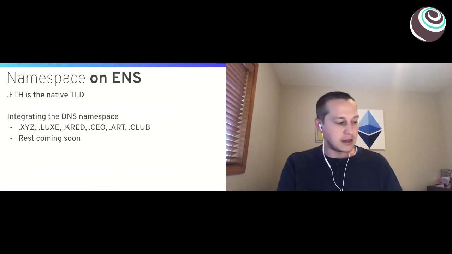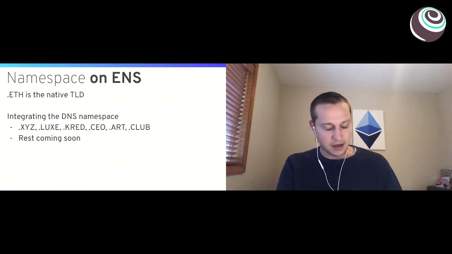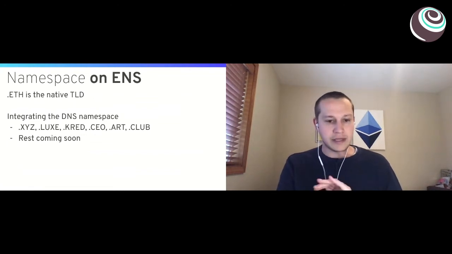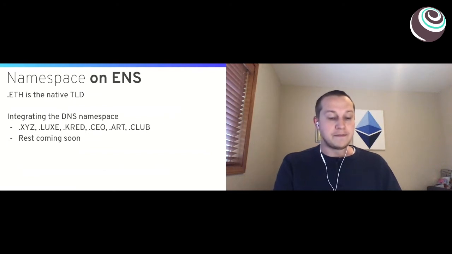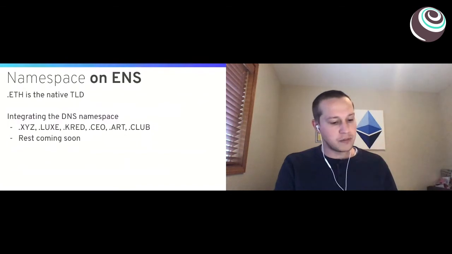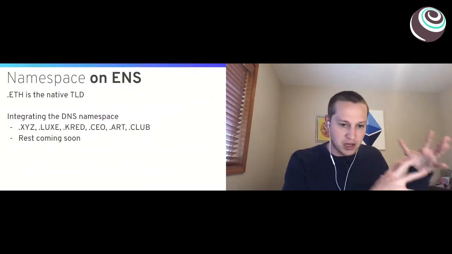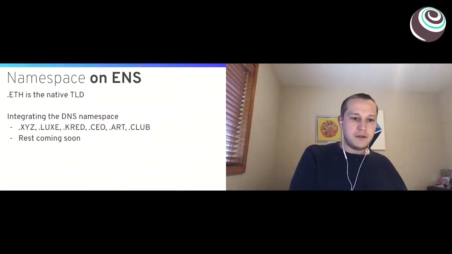This relates to DNS. So you've probably heard of .eth. .eth is the native top-level domain on ENS. So it only exists on that. It's not in DNS. It's not in the DNS root or anything like that. It's only on ENS. There's some nice benefits to that. Because it's blockchain native, you get the full security benefits of blockchain technology from that.